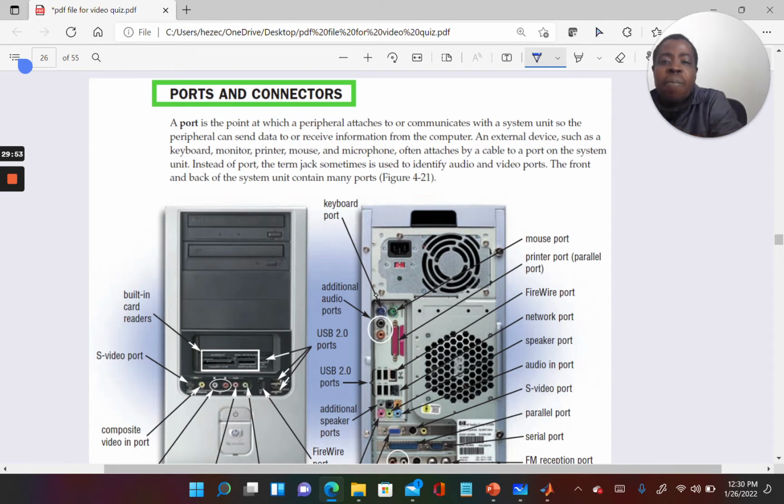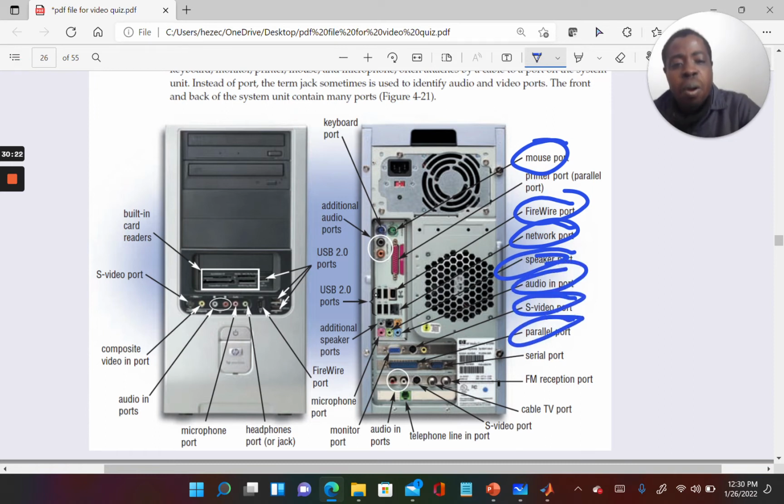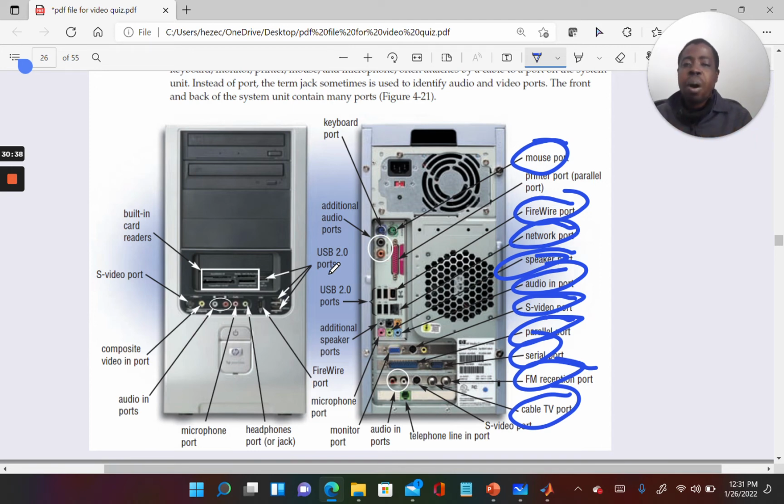A port is the point on your system case at which a peripheral attaches or communicates with the system unit, so that the peripheral can send data or retrieve data from the computer. So look at these ports: mouse ports, FireWire ports. We've seen that in class. Network ports, speaker port, audio port, video port, parallel port, serial port, FM reception port, cable TV port, several others. See, USB ports. So if you want to add additional peripherals to your system, you do that through ports.